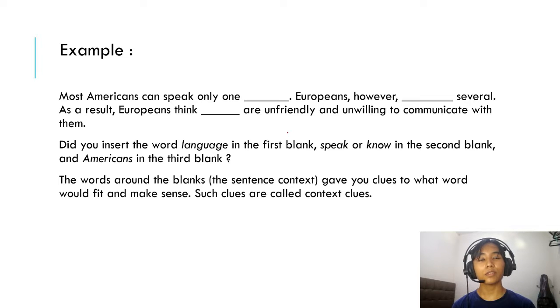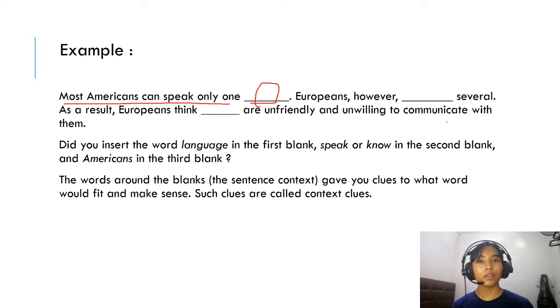Why did you find them? Because of the words around the blanks. This is the words, and this is the blank, right? This sentence is called sentence context. It gave us the clue to what words can match the blanks, right? So all of this is called context clues.